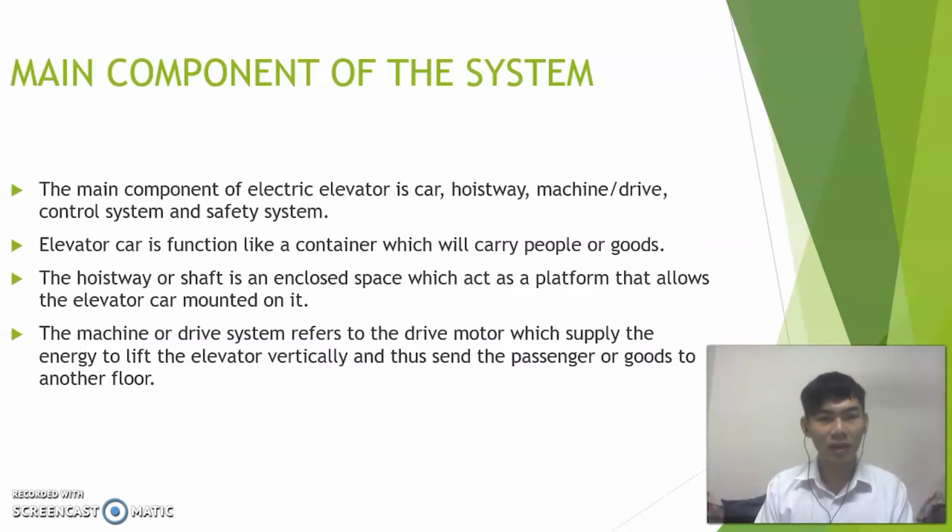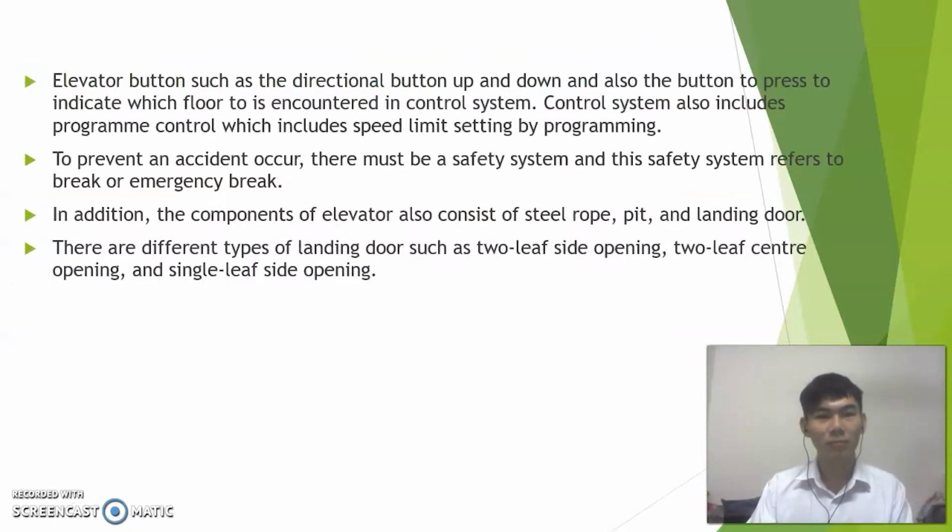The elevator car functions like a container which carries people or goods, and the hoistway is an enclosed space which acts as a platform that allows the elevator car to be mounted on it. The machine or drive system refers to the drive motor which supplies the energy to lift the elevator vertically and send the passengers or goods to another floor.